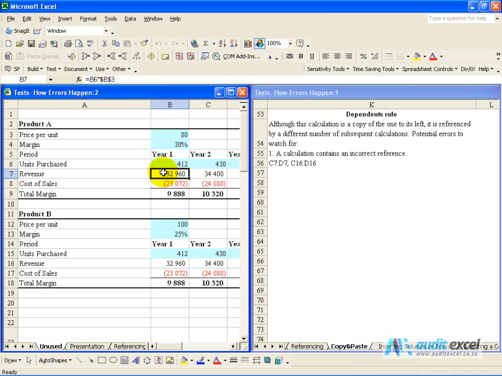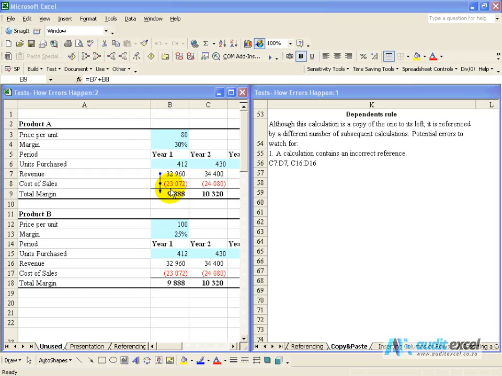So just to prove it, if we go to this cell and we use trace precedents, you'll see it makes use of that cell and that cell there. And similarly, if we see what this is using, it again uses the revenue cell and the cost of sales cell. The report has indicated that cells C7 and D7 have different dependencies.